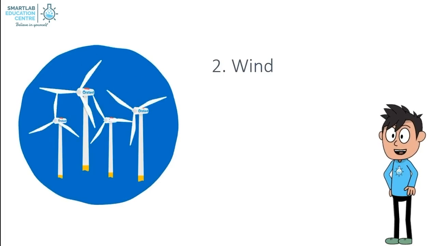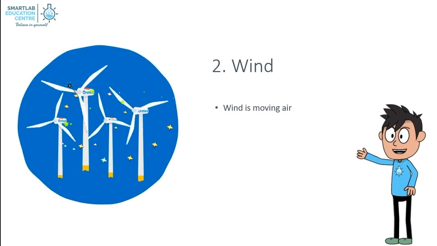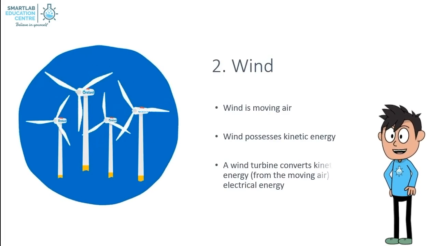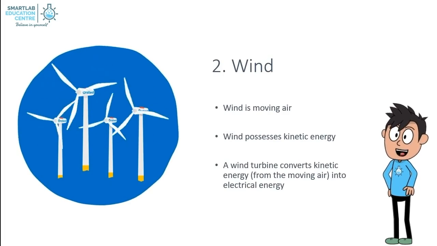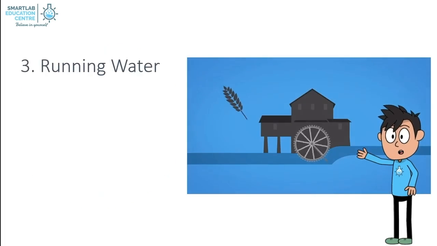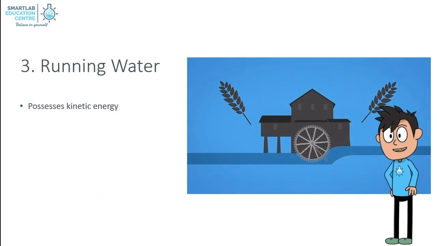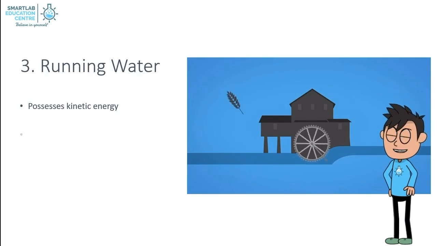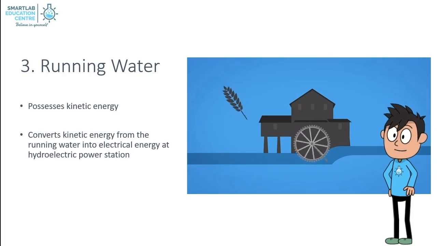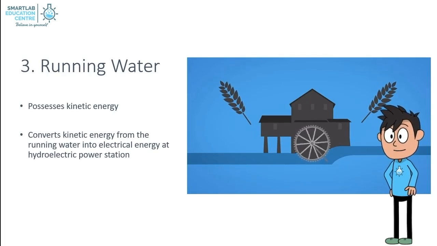Second, we have wind. Wind is moving air. Wind possesses kinetic energy. A wind turbine converts kinetic energy from the moving air into electrical energy. Third, we have running water. It possesses kinetic energy. It converts kinetic energy from the running water into electrical energy at a hydroelectric power station.